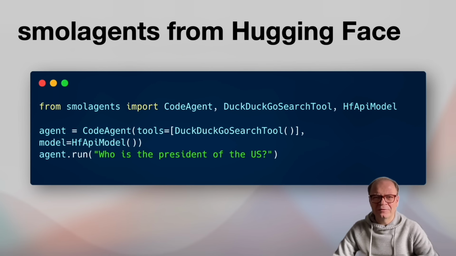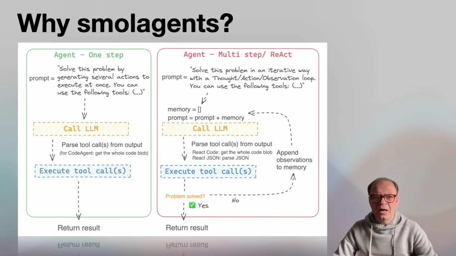Smolagents is a Python library designed to build agents. We have a tutorial on this channel about Smolagents, so please make sure to check it out. This is how simple it is to create an agent with Smolagents. A couple of lines of code and we get a fully functional code agent that uses a web search tool to answer users' queries. How is Smolagents different from other frameworks?